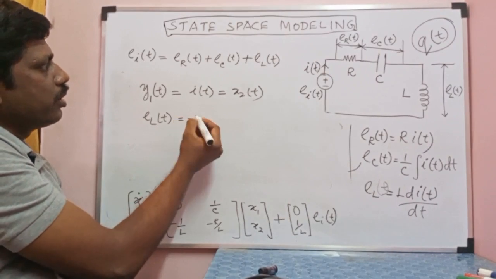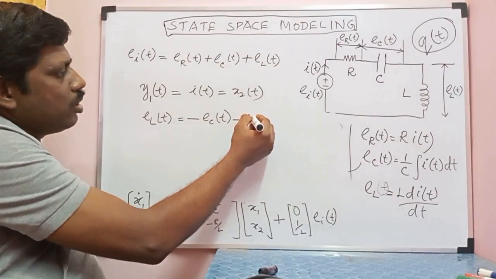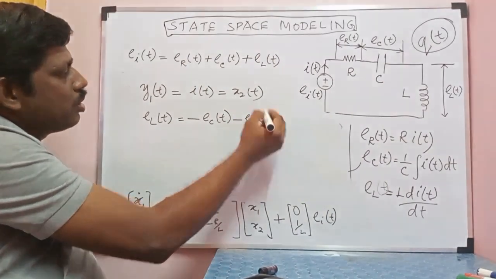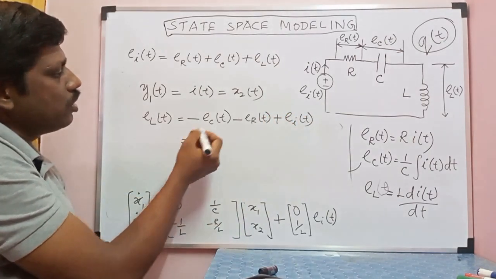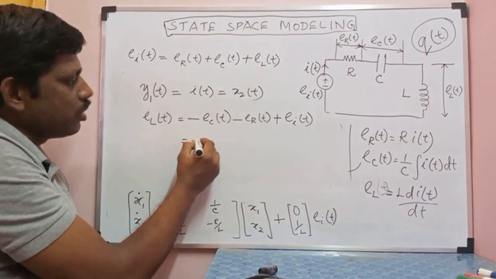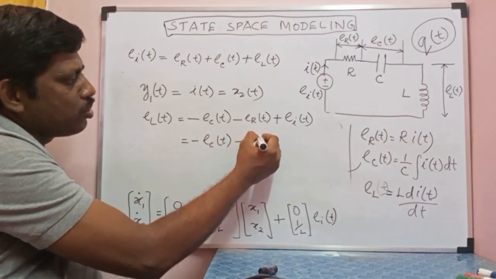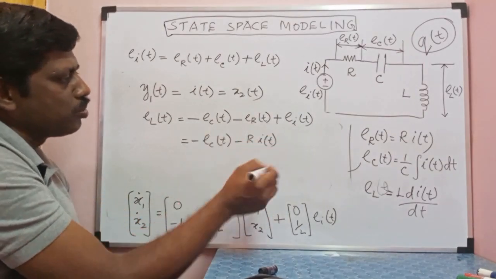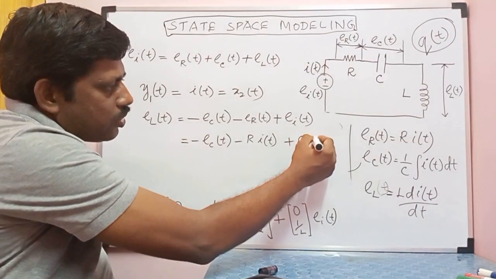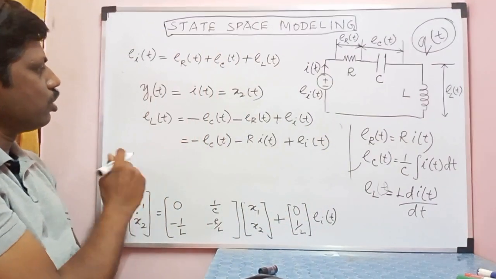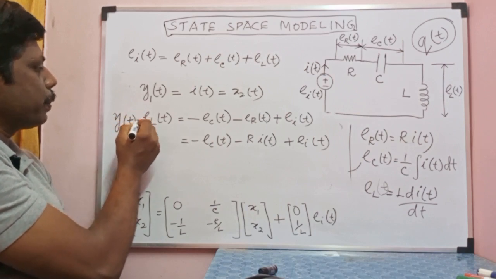So I will write it as minus EC of t minus ER of t plus EI of t. Obviously, EC of t is a state variable. I can leave it untouched, whereas ER of t is equal to R into I of t, because I have to write everything in terms of the state variables I have chosen, and E of t is the input. I can just leave as it is. So this is my second output, y2 of t.